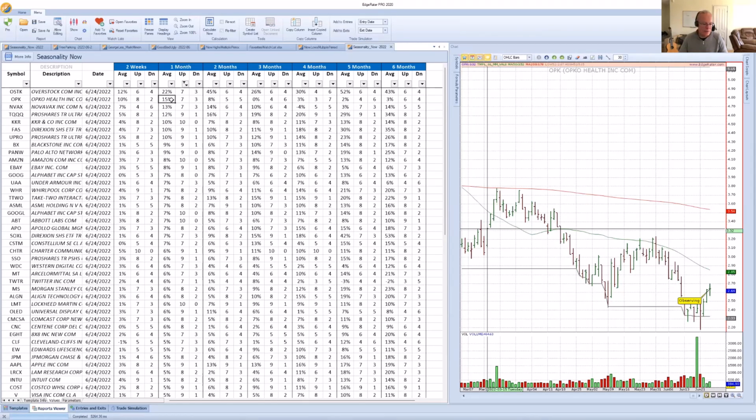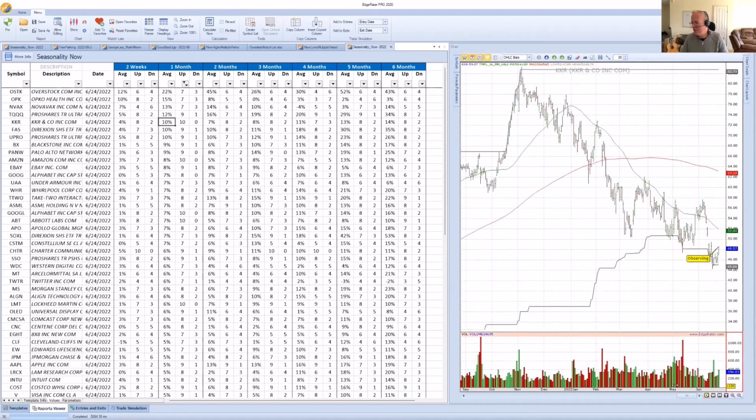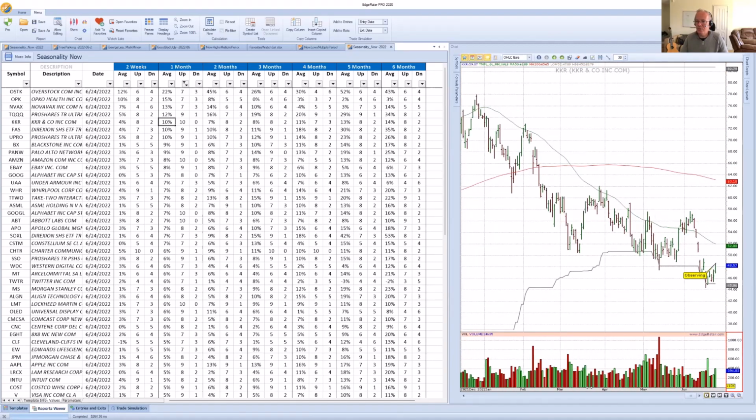What else have we got on here? Good seasonality is in OPK. Here's one that has great seasonality, KKR. Over the last 10 years, 10 of those years have been up years for the next month, with an average of 10% up. So KKR has great seasonality over the last 10 years. So seasonality is something you pay attention to. This is a really good template to check that out.